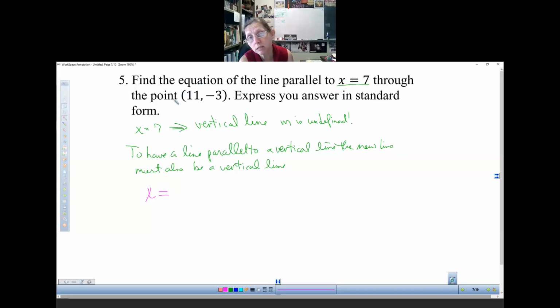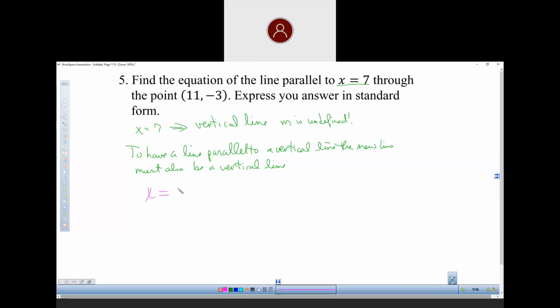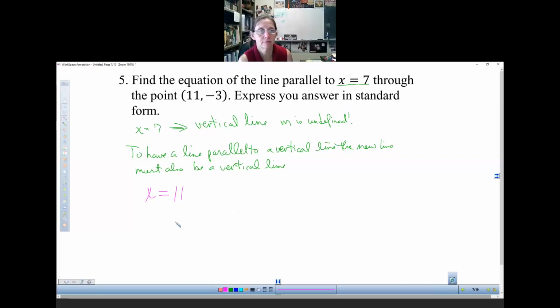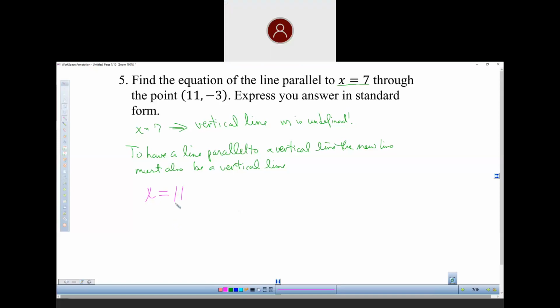Any thoughts, and I promise I will not yell if you get it wrong, any thoughts as to what the x value is for my equation if it has to go through this point (11, -3)? 11. That's it. It's 11. Why did you say 11? Nothing like putting you on the spot. It's the only number there is. That's x. That's exactly it. That is perfect. That's exactly what I wanted you to say, okay?